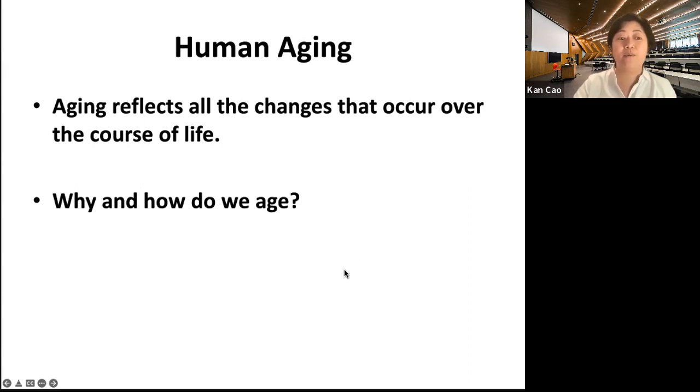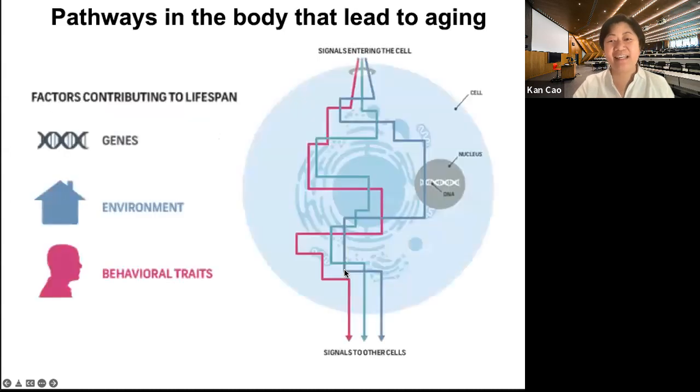How and why do we age? So based on decades of research, scientists began to understand the human aging process. So there are three major factors contributing to our lifespan. The first one is our genes. We have genes associated with longevity. We also have genes associated with disease. And the environment we live in plays a contributing role to how long we live.